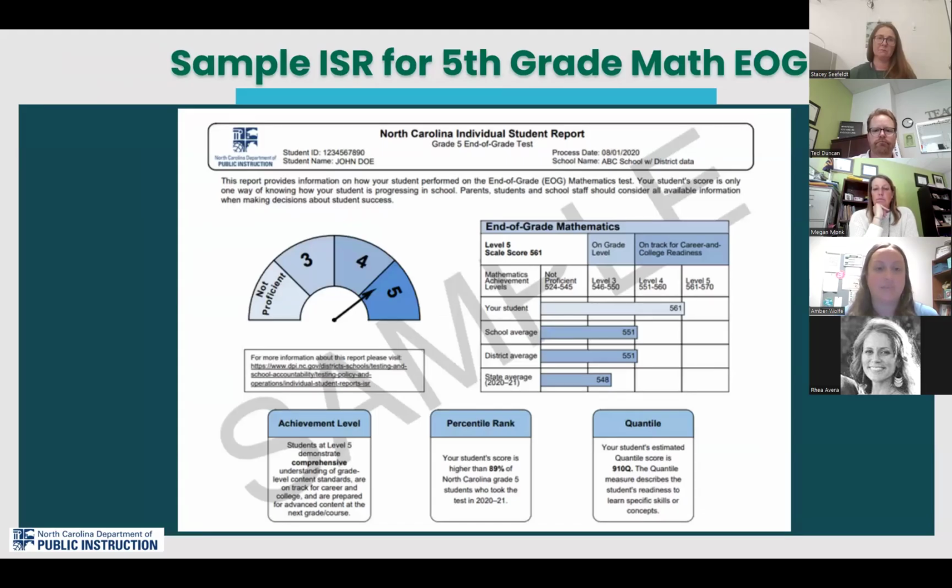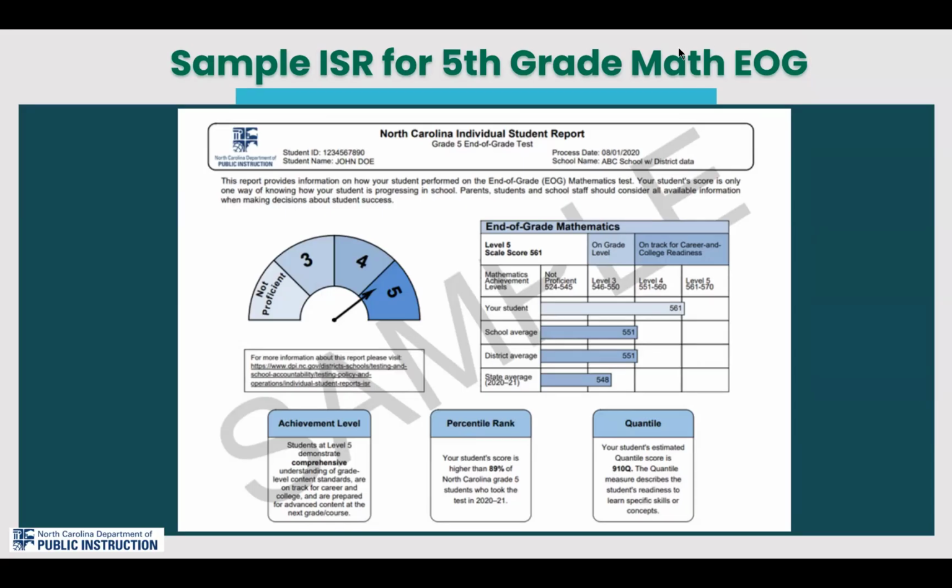So this is a sample ISR for a 5th grade math EOG. The reading and science EOG are set up in a very similar way. I do want to focus your attention on that phrase there below that first box. It says that this report provides information on how your student performed on the EOG. Your student's score is only one way of knowing how your student is progressing in school. Parents, students, and school staff should consider all available information when making decisions about student success.